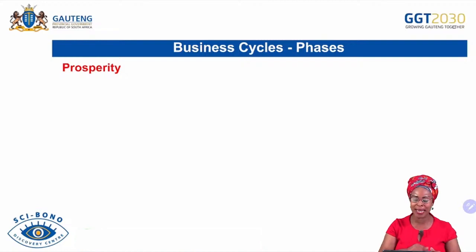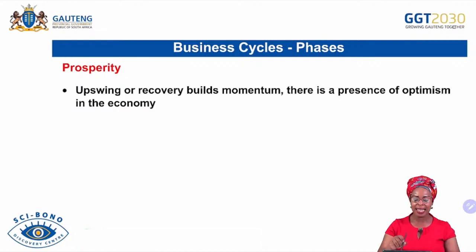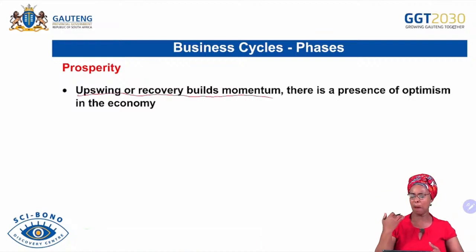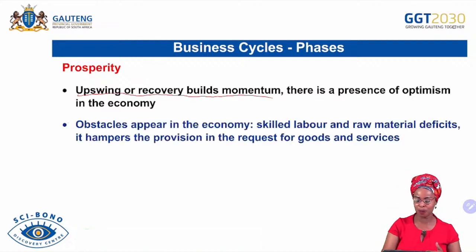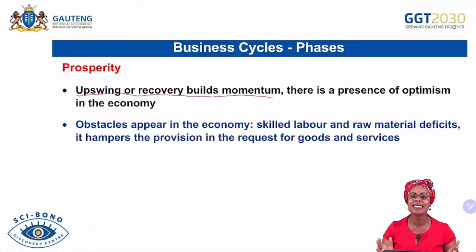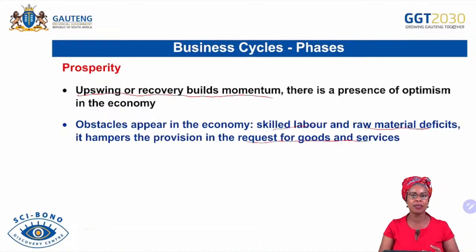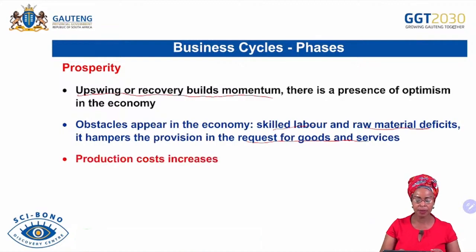Then we move to the prosperity phase. During the prosperity phase, that is when the upswing or recovery builds momentum. There is the presence of optimism. Businesses want to invest more. But obstacles start to appear. As more businesses are expanding, there will also be a shortage of skilled workers. There will also be a shortage of raw materials, which will hamper the request for goods and services. There will be a shortage of goods and services because supply does not always respond simultaneously with demand. Production costs will start to increase.